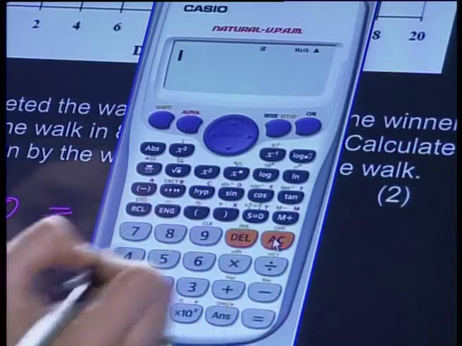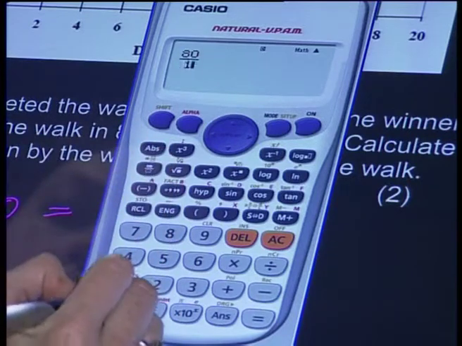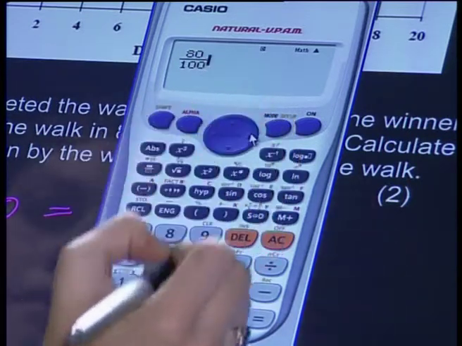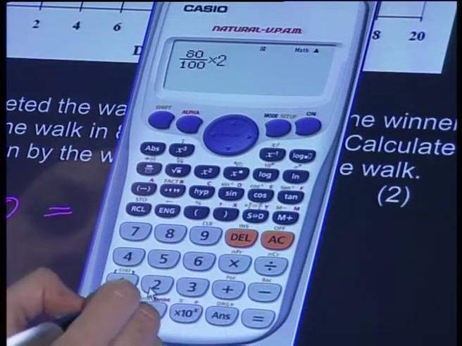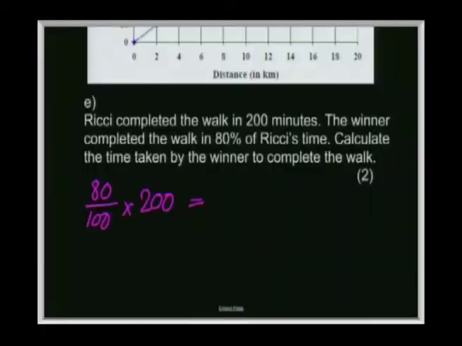Let's use our calculator. 80 over 100 multiplied by 200 minutes. And our answer is 160. So the winner completed the race in 160 minutes. Well, wasn't question 1 easy? Let's move on to something more difficult. Let's have a crack at question 2.